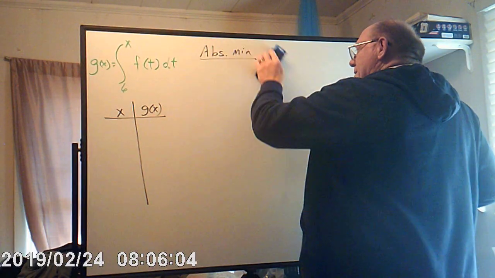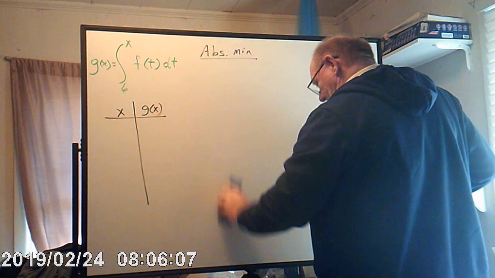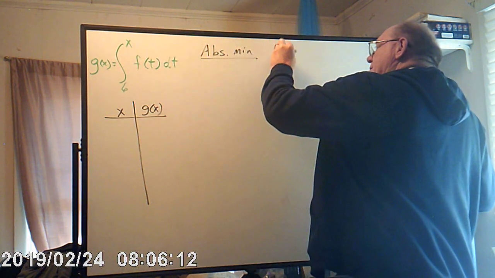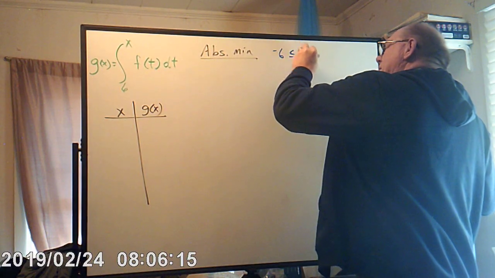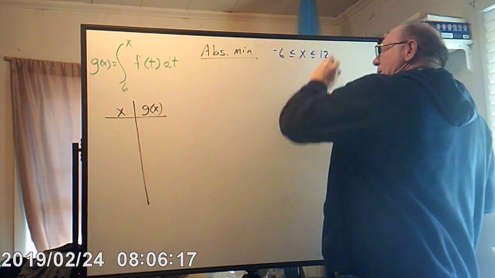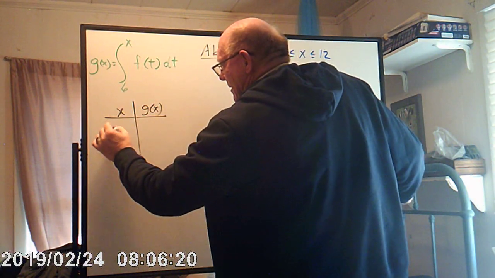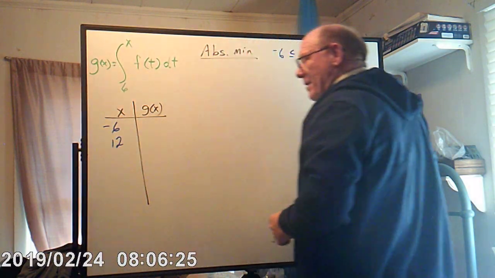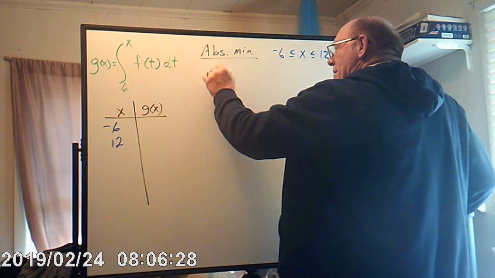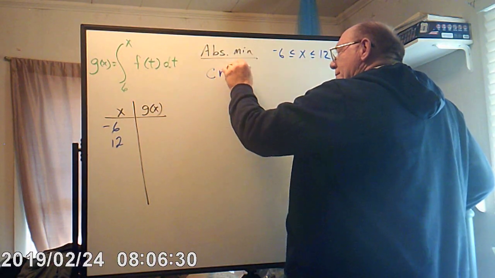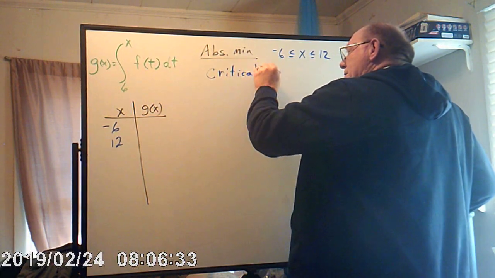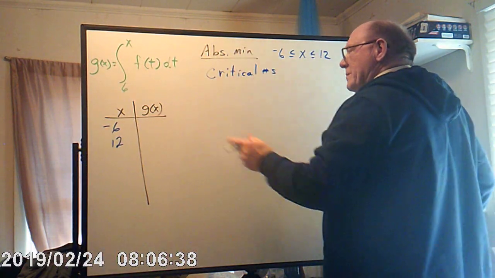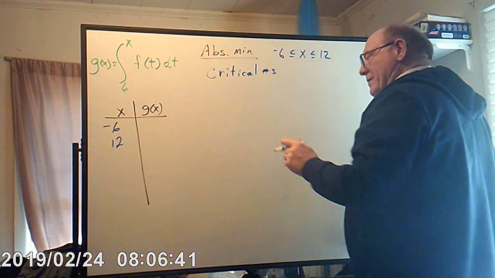We already know that it's on the closed interval, and a lot of times they'll just say -6 less than or equal to x less than or equal to 12. So we know we need to put the endpoints. -6 and 12 are the two endpoints. Now what we need are what we call critical numbers. Those are numbers in between. After we set this equal to 0, we're going to find them.